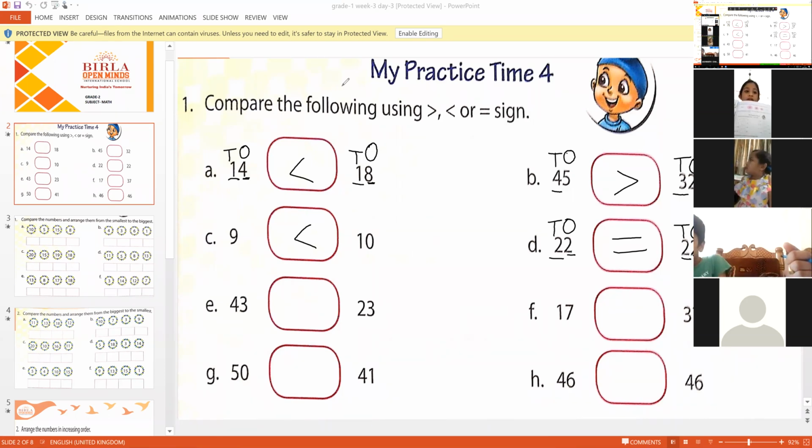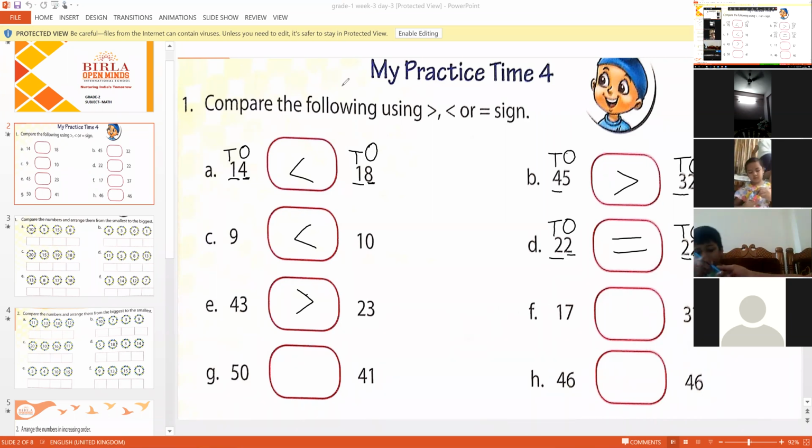Sai Ritvik, you tell me the answer for E bit. 43 and 23, which number is smaller? 23. Very good. So here the number 23 is smaller. This means 43 is greater than 23.